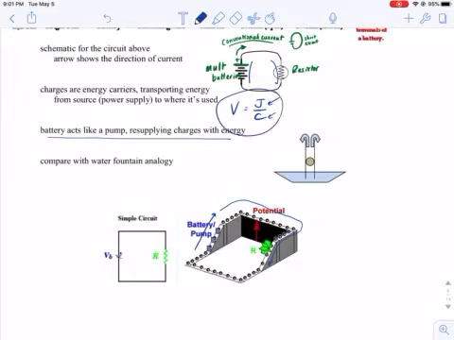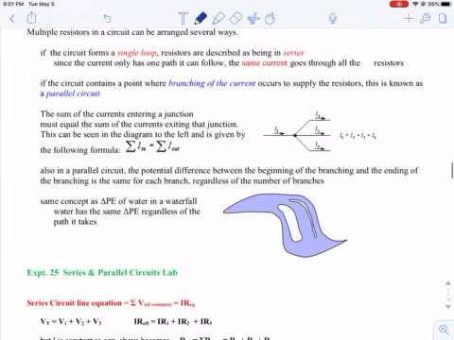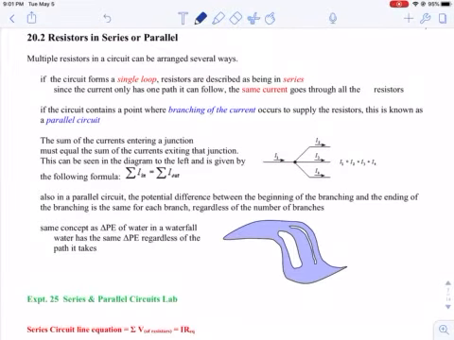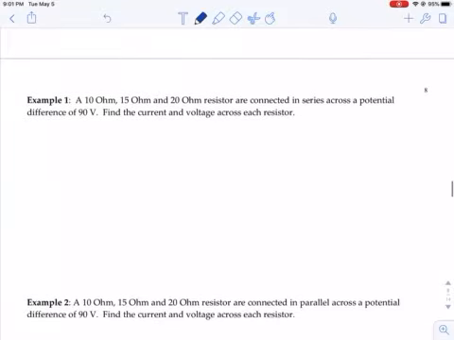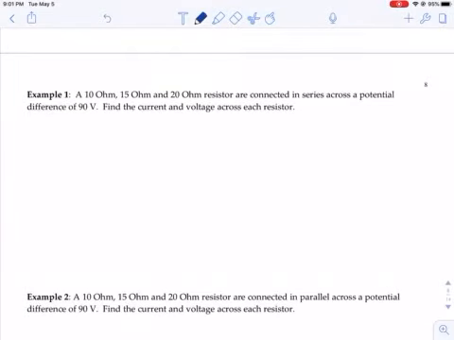And current, so here's voltage. Current is charge per unit time. Okay. So now let's talk about what happens when we combine resistors in series or in parallel. And I think I'm going to jump right into the examples, and then you can read these notes as needed.